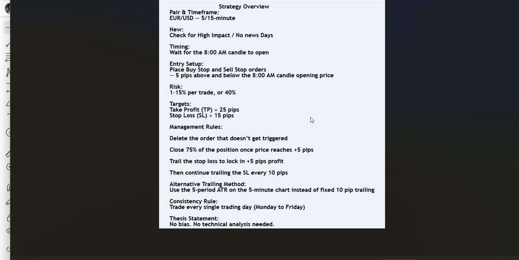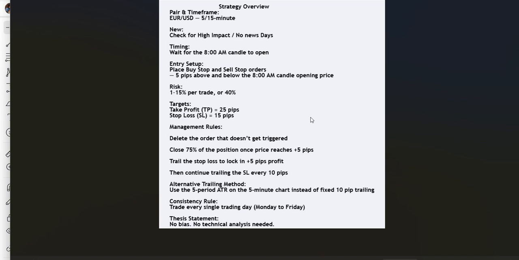So once price moves 5 pips in profit and has reached your first 10 pip line, which is level one, you can call it level one, or the first bullish main line, or 10 pips in profit, whatever you want. I mean, 10 pips away from the 8 a.m. candle open price, you're going to close 75% of the position.